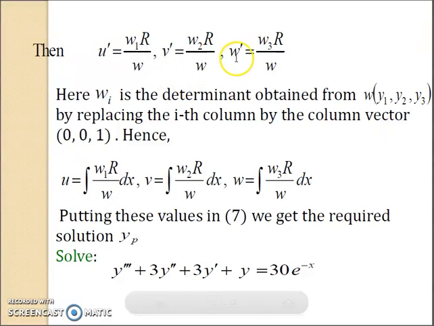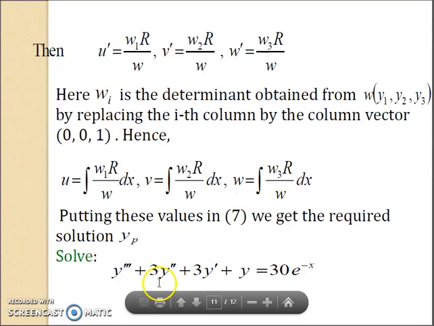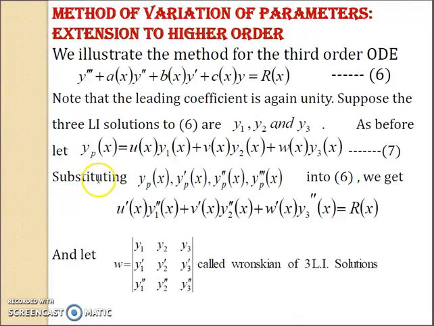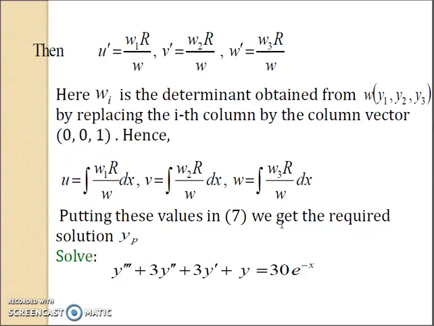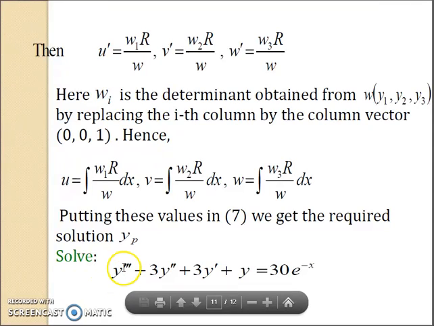And u', v' and w' are integrated to obtain u, v and w, substituting all these values in yp, the particular integral we considered, that is equation number 7. Hence we get yp, and the general solution is obtained as the summation of yh plus yp. So you can solve this, or you can try this example on your own.